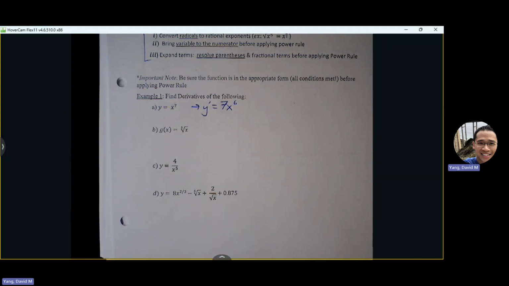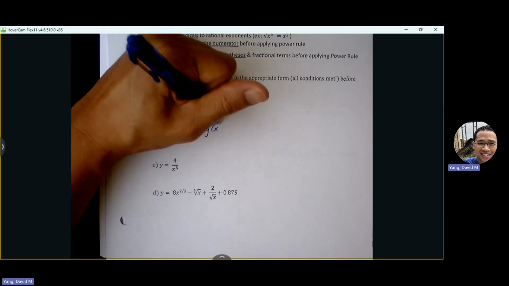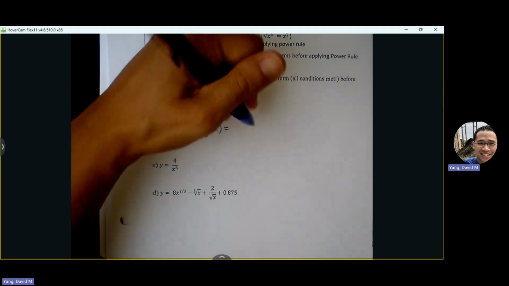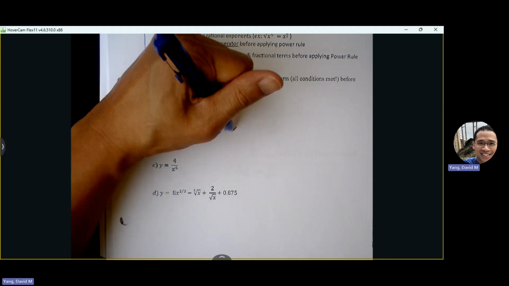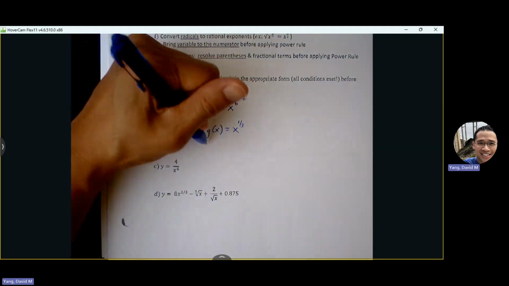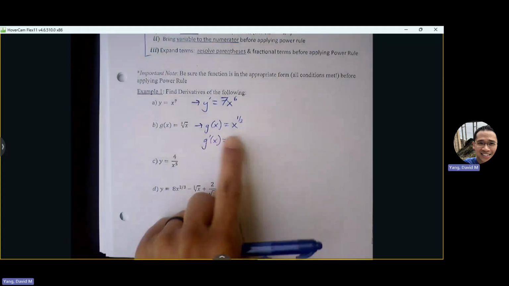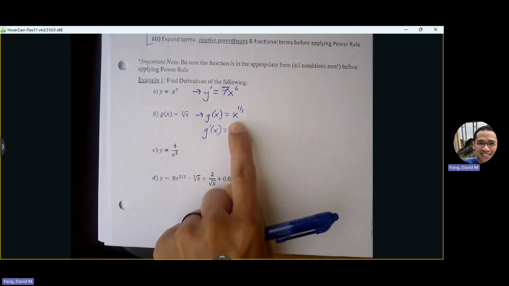Next up, g of x equals cube root of x. I first need to rewrite this, right? So we can see what number we're dealing with. So how can I rewrite this? Cube root of x becomes x to the 1/3, right? So now we're ready for our derivative. g becomes g prime. x to the 1/3. What's power rule there?